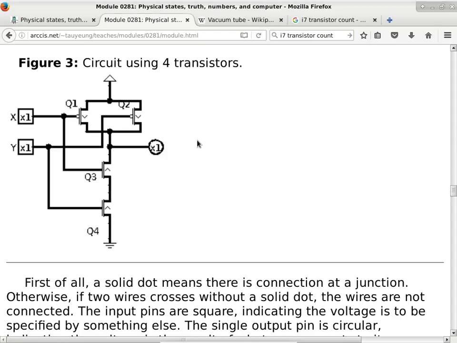So the triangle at the top is representing what we call the power, or VCC, or some kind of positive voltage. That symbol represents a source of a higher voltage. This ground symbol represents 0 volts.